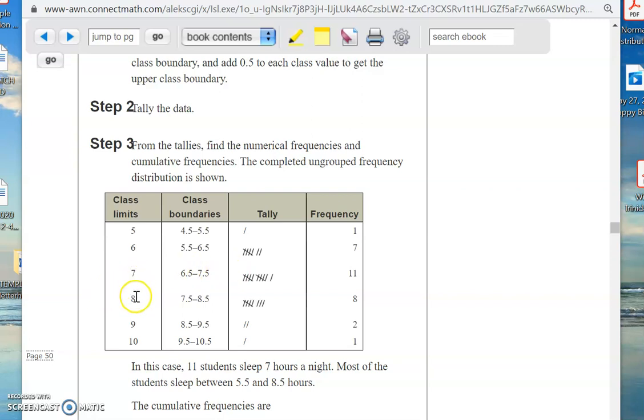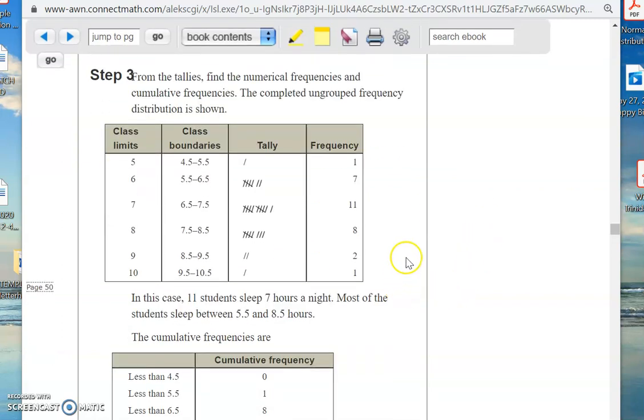If a kid says, I sleep for 7.5 hours, the rule is you go to the next higher one. So you go to this one. That way there's no misunderstandings about how the data is classified, or which category it goes into, or which class it goes into, I should say.